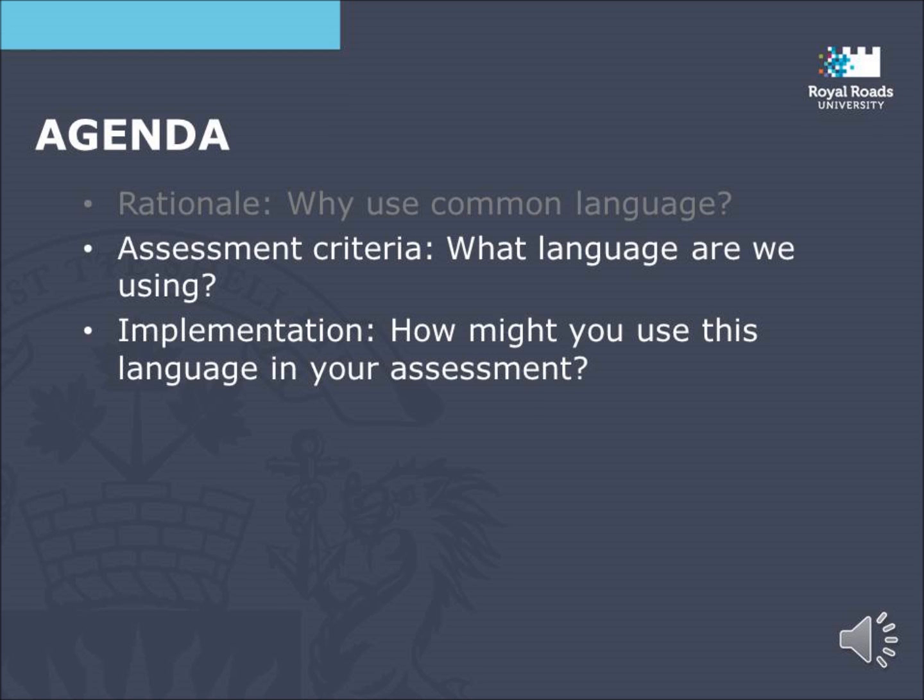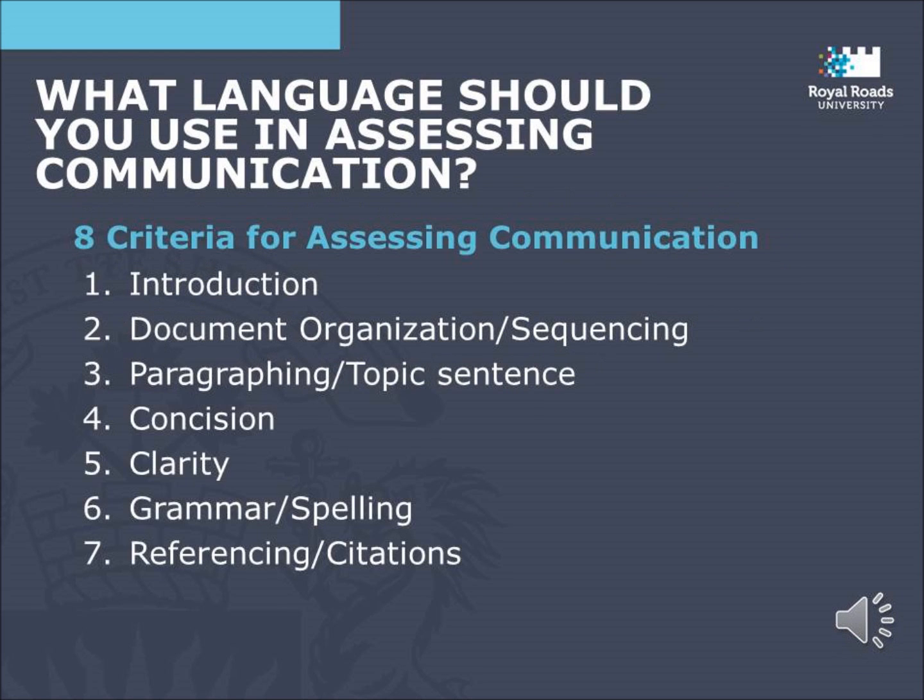Let's look at the assessment criteria. As you can see from the handout, there are 8 criteria for assessing communication. First is the introduction. At a minimum, you want the introduction to provide a clear summary of the paper's structure. You should not be surprised while reading the paper of where the argument goes. As the faculty member, you might ask yourself, does the introduction articulate the document's organization?